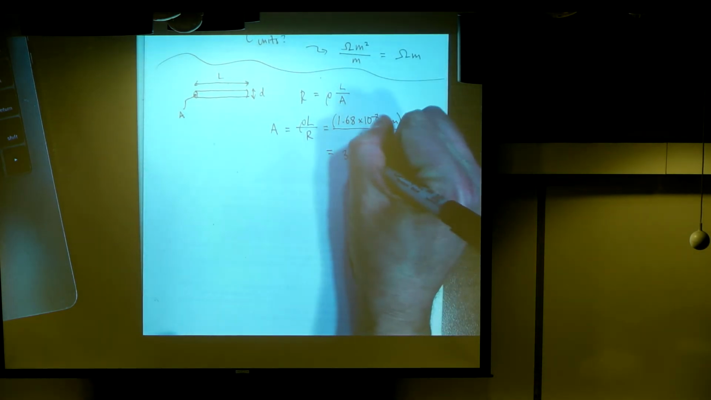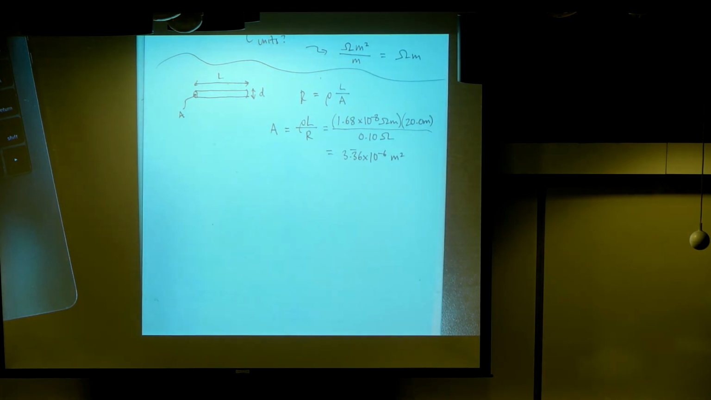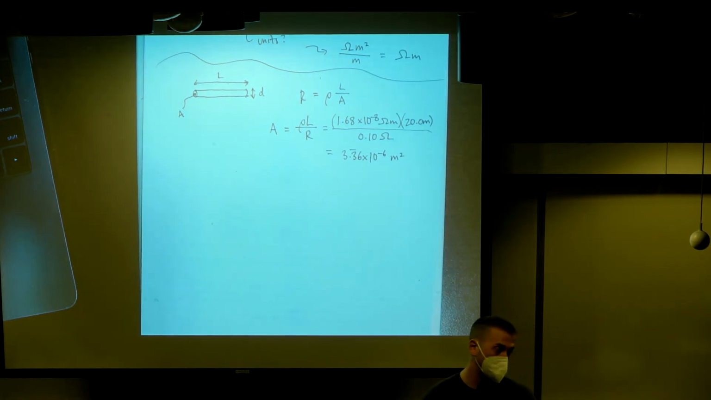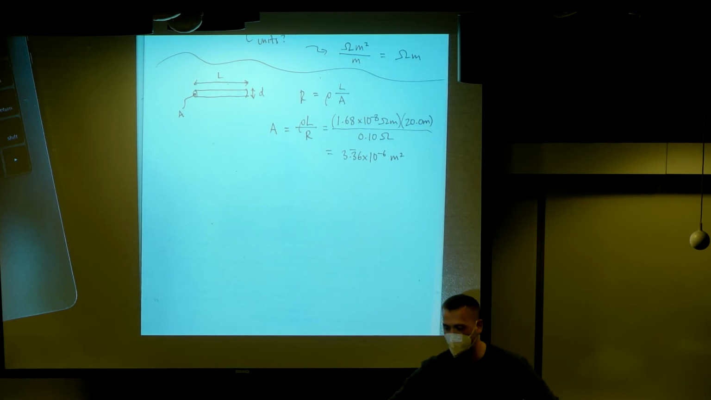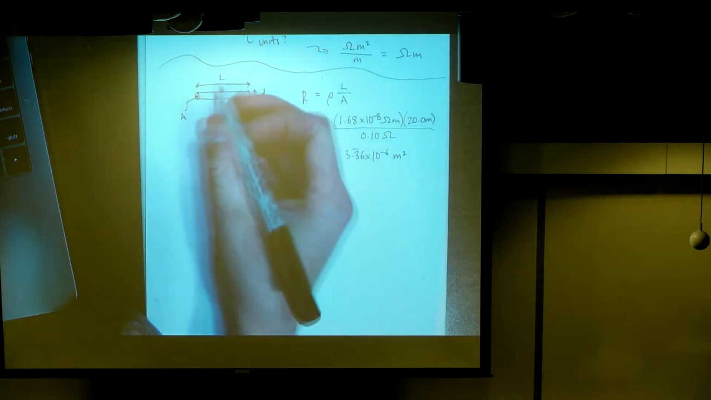3.36 times 10 to the negative 6, 3.36 times 10 to the minus 6 square meters. So of course, it's a tiny area compared to a square meter because wires tend to be quite thin. A square meter is like the area of one of these desks up here. So, okay, how do we go from that area to a diameter?